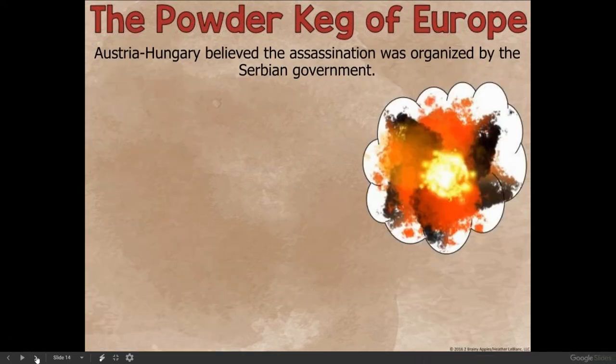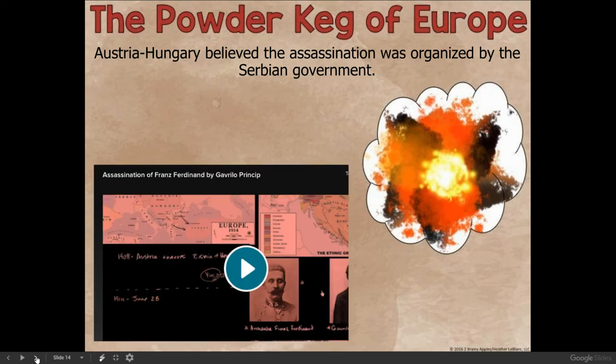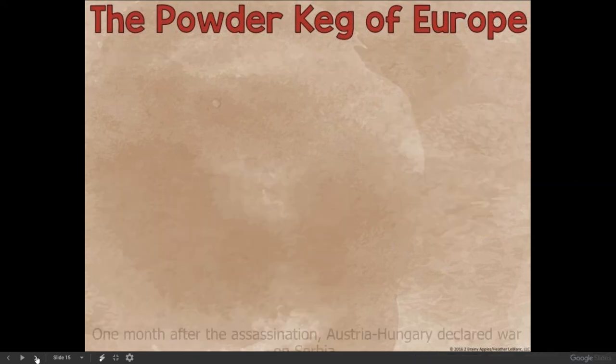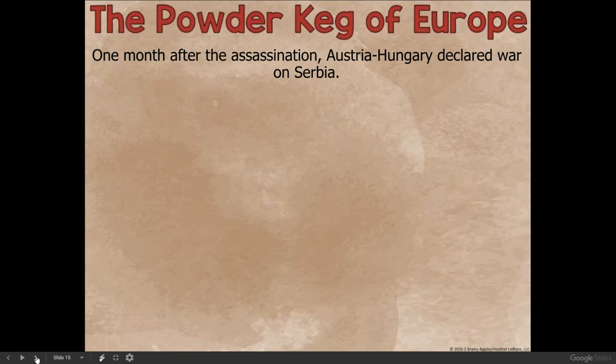So Austria-Hungary believes that the assassination is organized by the Serbian government. The Serbian government didn't actually organize this, but this is what Austria-Hungary thought. This was actually orchestrated by an extremist group. Now, did the Serbian government know that maybe they were planning something? Possibly. So, one month after the assassination, because Austria-Hungary thinks that this is Serbia's fault, they declare war on Serbia.